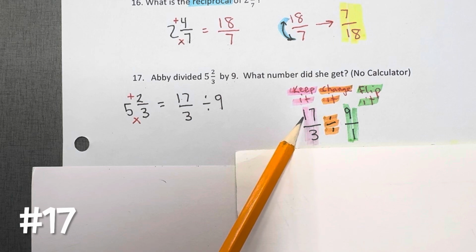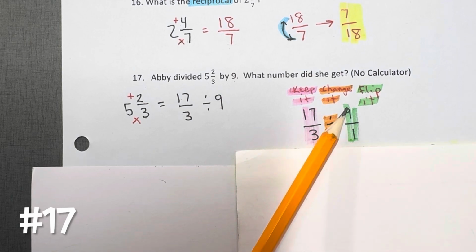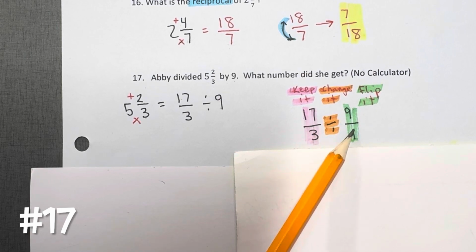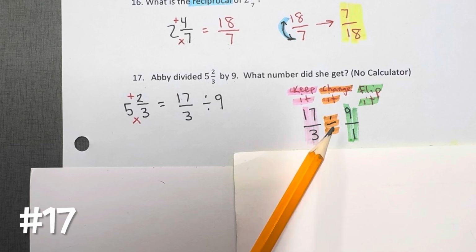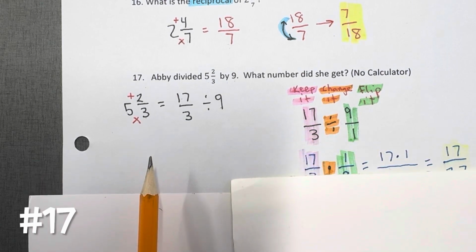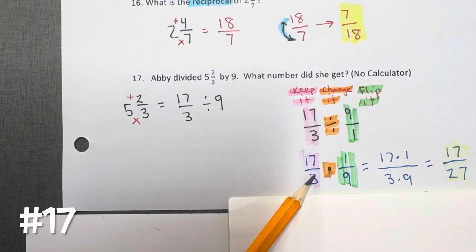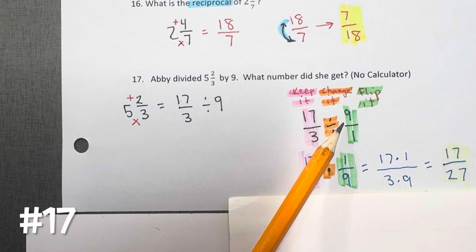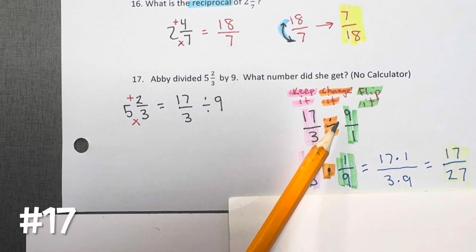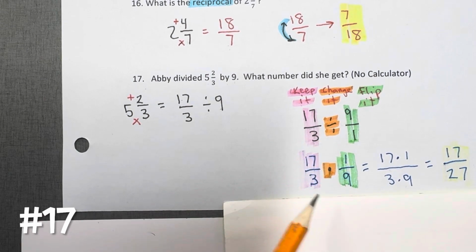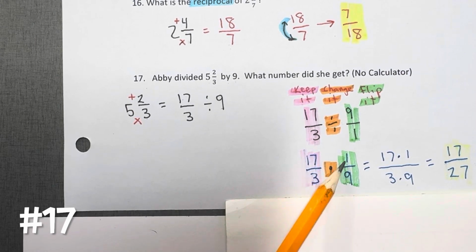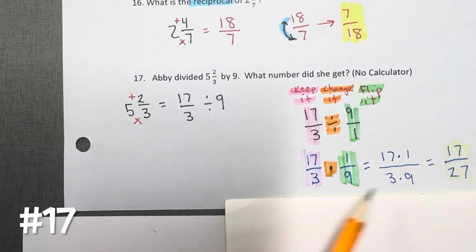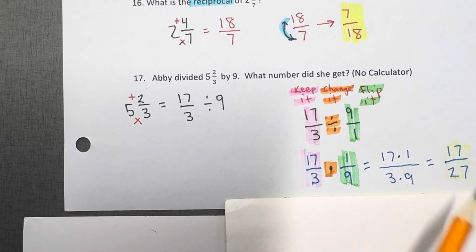And so I took 17/3 divided by 9/1. I wrote 9 as a ratio. This still has a value of 9. And so keep it, switch it, flip it, and we get 17/3. Change the division to multiplication, and take the reciprocal or flip it. 9/1 becomes 1/9. See if you can cross simplify. You can't. So I multiply straight across. 17 times 1, which is 17. 3 times 9 is 27.